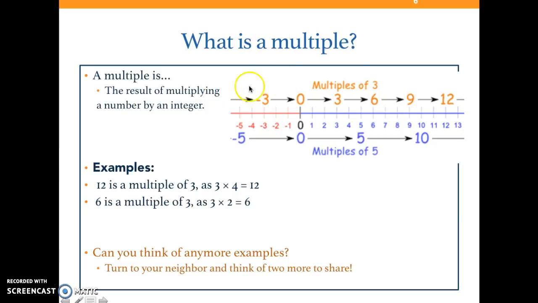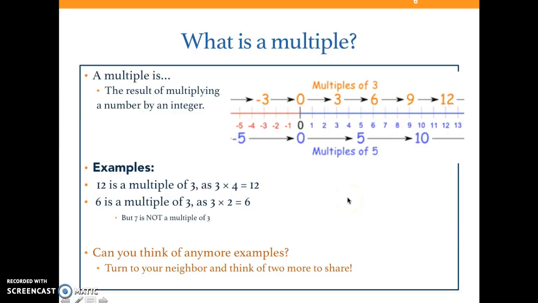We can look up here, even when we count by threes, 3 plus 3 is 6, plus another 3 is 9, plus another 3 is 12. Same thing with 5. 0 plus 5 is 5, 5 plus 5 is 10. So these are all multiples. We don't have to worry about the negatives over here. We're not at that level quite yet. So we know that 3 times a number, whatever that equals, is going to give us a multiple.